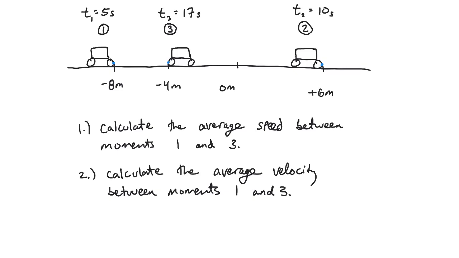Now I haven't given you any information about how fast it's going. I've just given you these positions and these clock readings. And from this, you should be able to calculate, number 1, the average speed between moments 1 and 3, so over that entire motion from 1 all the way to 3. And then number 2, calculate the average velocity between moments 1 and 3. Okay, so pause the video and see if you can do this correctly.